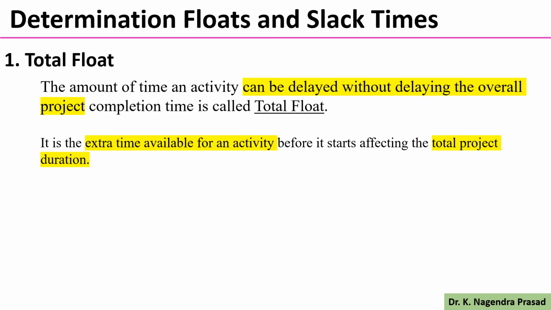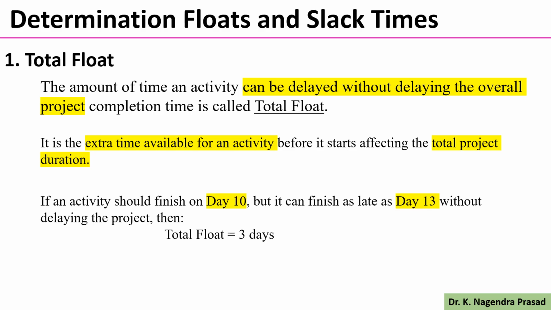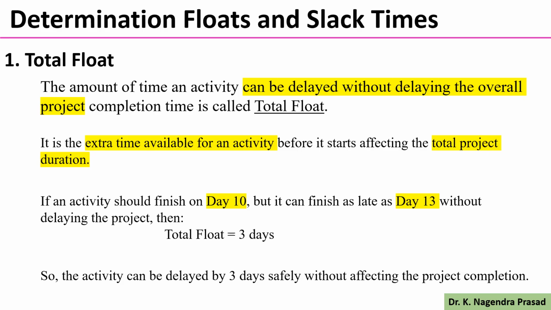the total project duration. For example, if an activity should be finished on day 10, but it can finish as late as day 13 without delaying the project, then the total float is 3 days. So the activity can be delayed by 3 days safely without affecting the project completion.